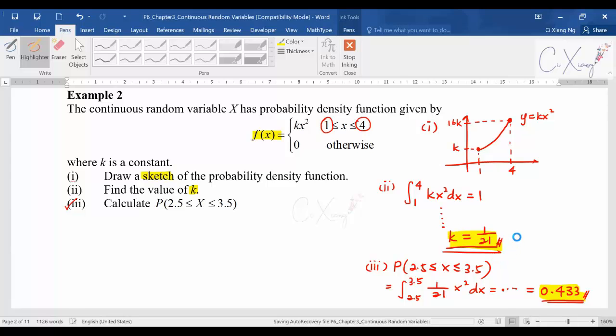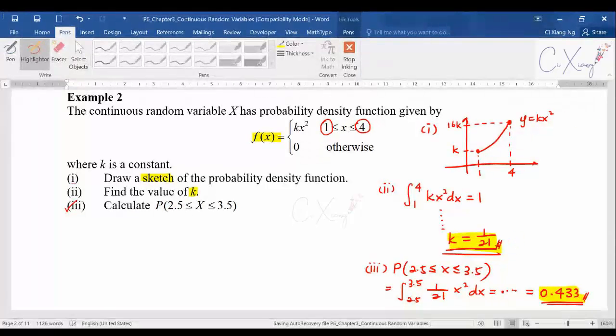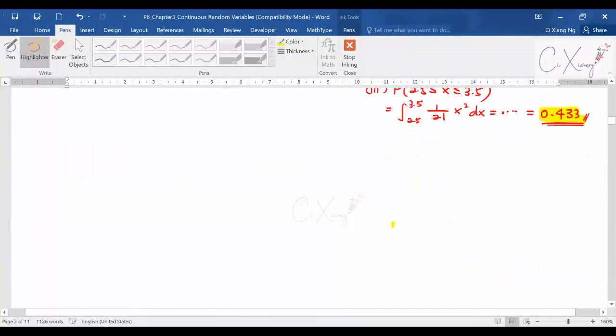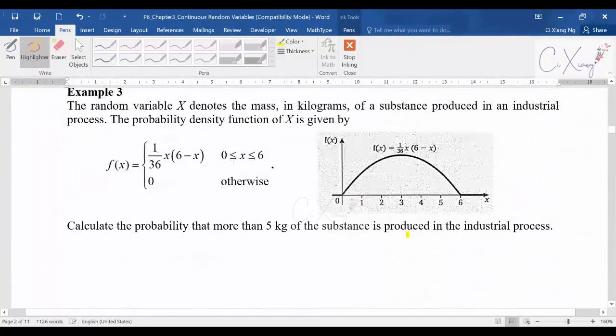Next example. My file is loading, I have to wait for a while. Then continue further. So example 3.